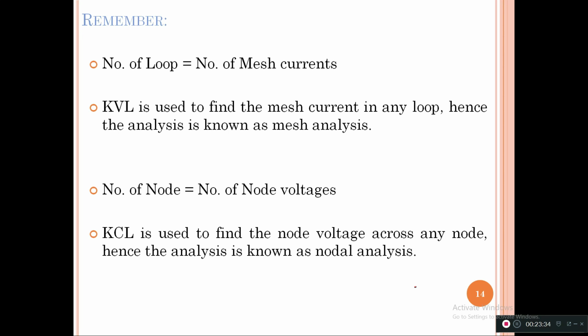So this is how we have completed the basic concept of KVL and KCL. I hope you have understood the concept.